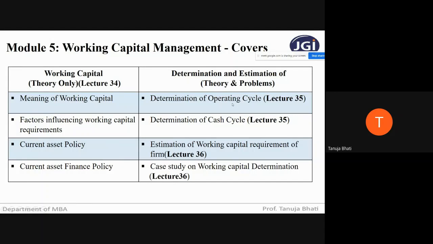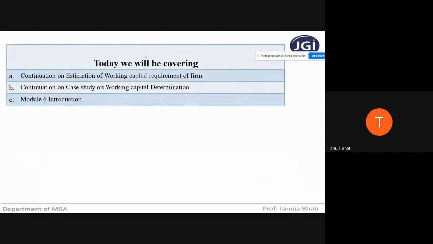Problems, we have seen how to determine the operating cycle, how to determine the cash cycle, how to estimate the working capital requirement, and we have seen some sums or case studies on working capital determination. Today, we will be continuing with the estimation of working capital requirement of a firm, continuation of the case study on working capital determination, and we will also start module number 6 with the introduction part.